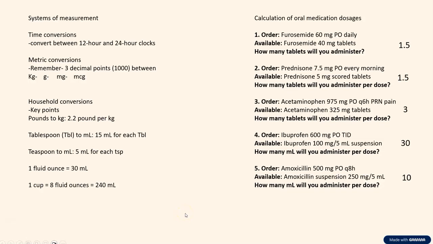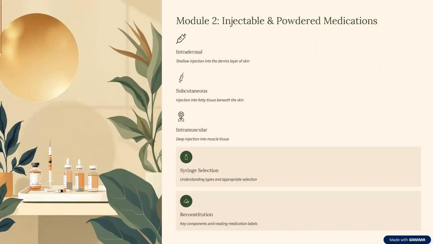So if you are comfortable with oral dosage calculations, feel free to move on. If not, you may want to look back over your module in ATI and review the content and practice problems again. Make sure that you're able to convert between household and metric measurements and convert within the metric scale. So let's move on to Module 2.